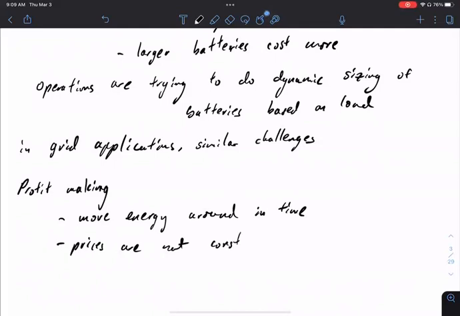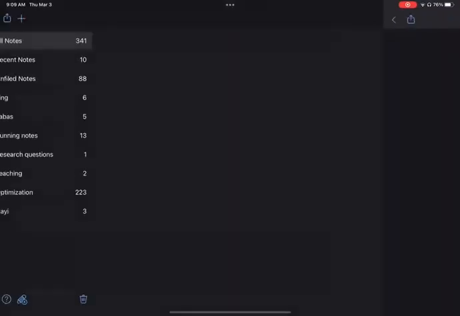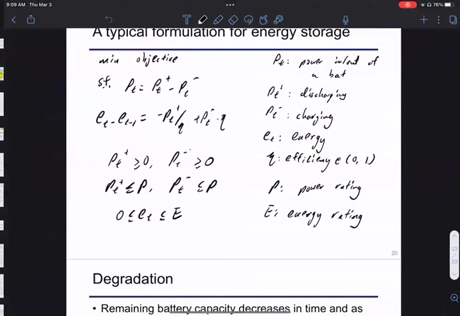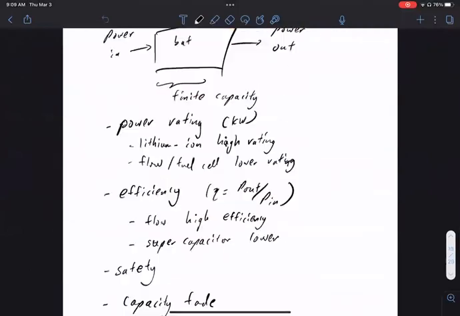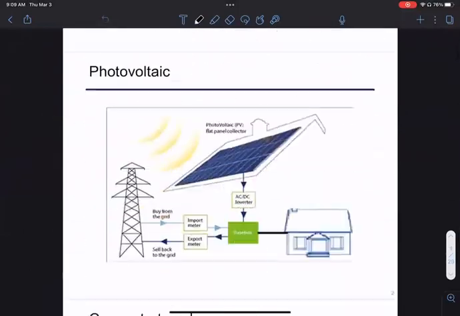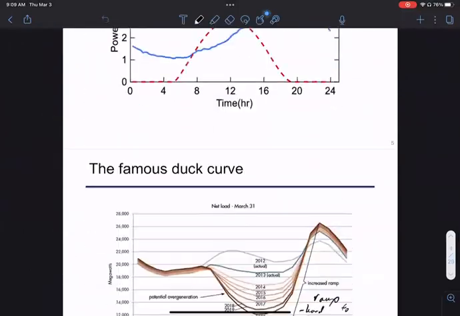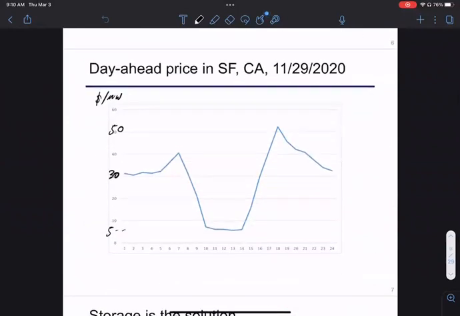Prices are not constant, right? You can arbitrage the price out of it. So for example, if you look at last time, we look at solar. Where's my price curve? Right, so this is your price.